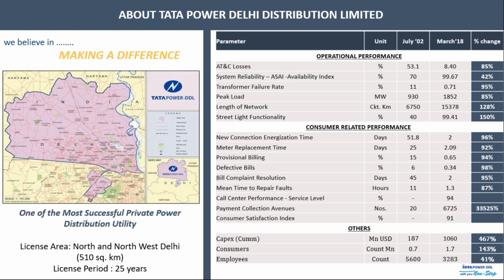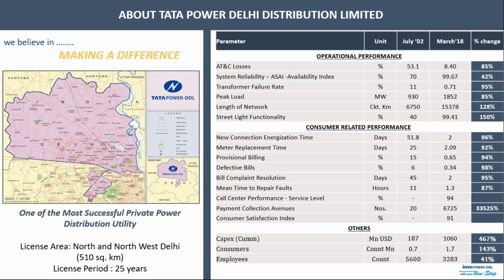The next slide, slide number 3, gives you the idea of the last 16-year journey. If you see the key parameters, between July 2002 and March 2018, losses have come down from 53% to 8.4%. The demand has gone up from 930 megawatt to 1850 megawatt. In fact, yesterday we touched a peak of 1960 megawatt. On the key commercial performance parameters, the new connection time, which used to take around 2 months in 2002, has now reduced to 2 days.